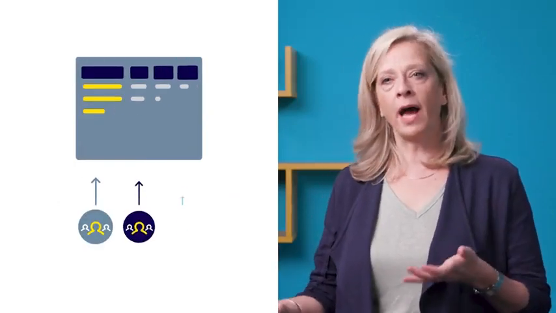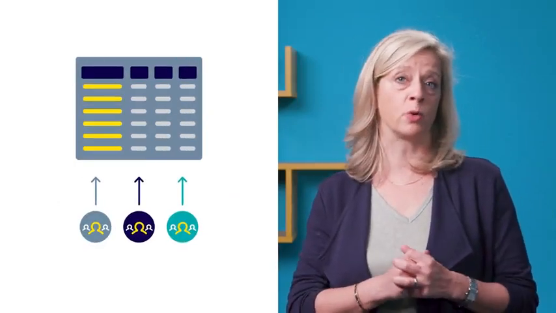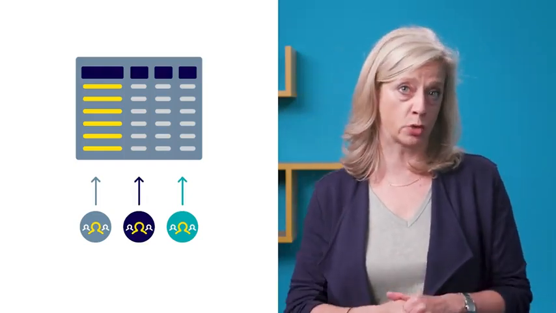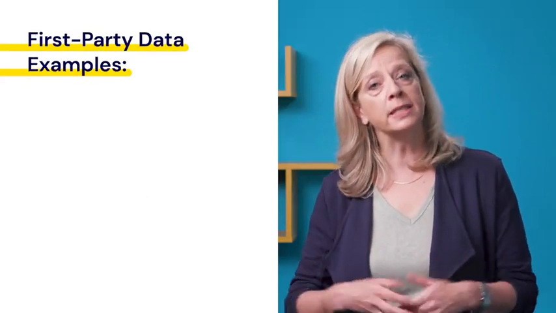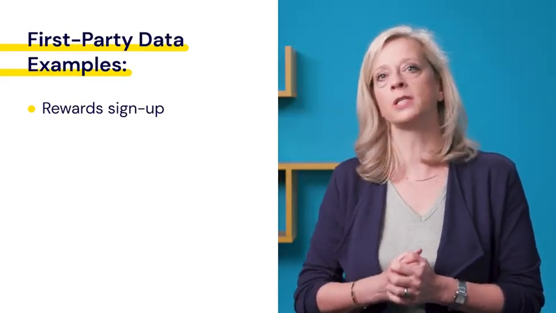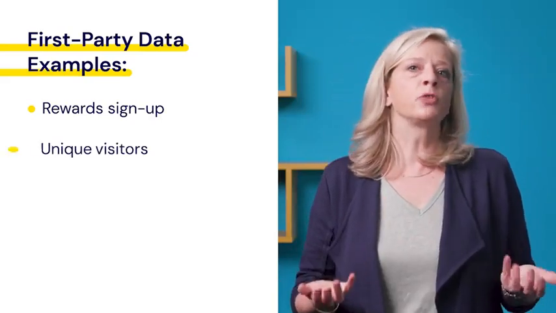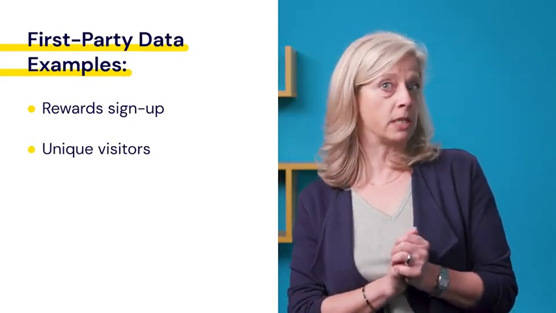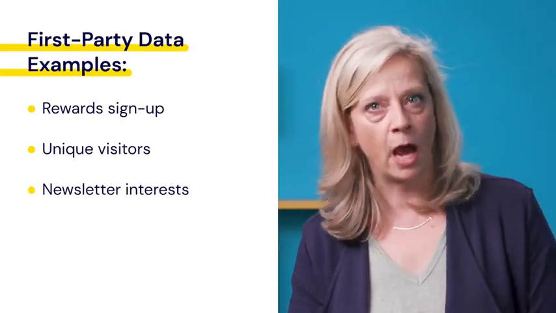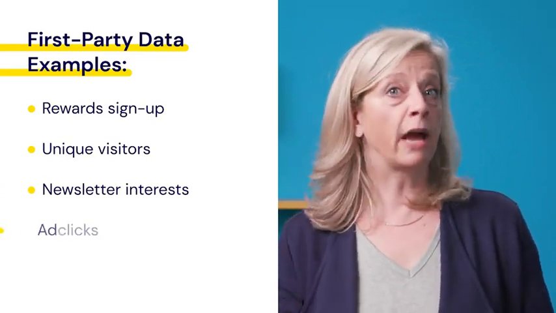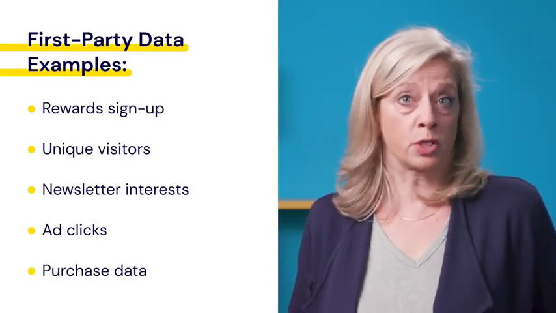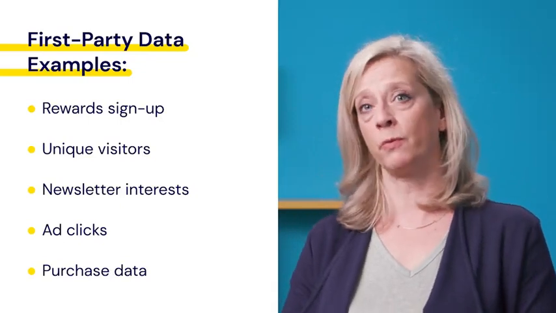This can be through the offline and online sources we mentioned in previous videos, like tracking site visits, social media follows, or via a sign-up in store. Examples of first-party data could be the name and address of a customer who signs up for a rewards card at a store location, the amount of unique visitors your homepage received last year, the information a customer fills in about their interests when they fill out a newsletter sign-up form, the average age of Facebook users who clicked on one of your ads, or the customers who purchased a specific item last month.